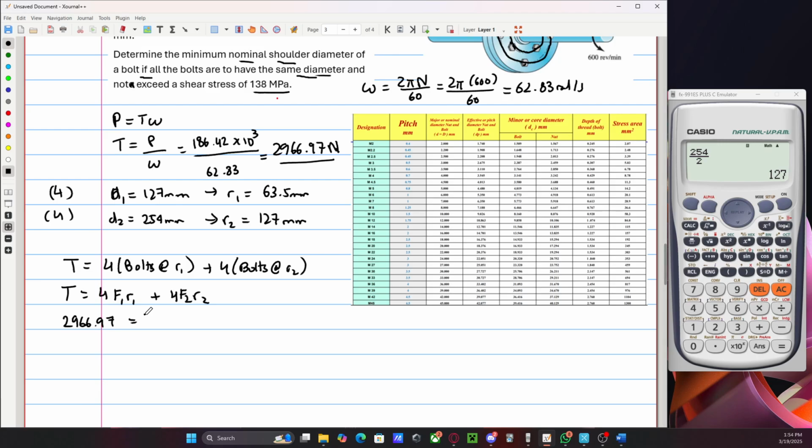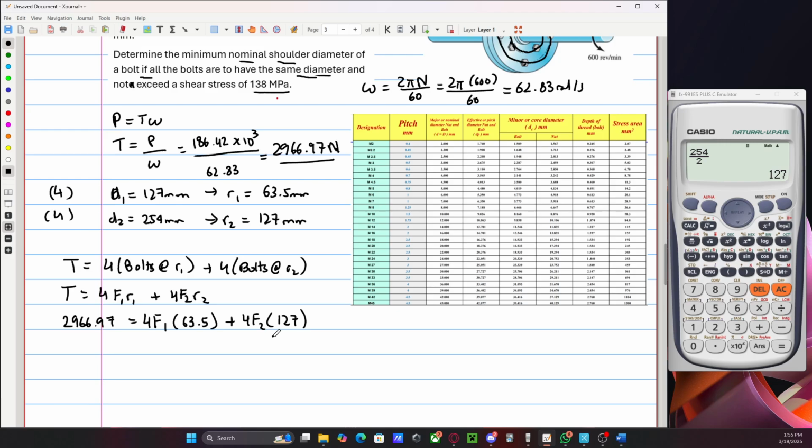equals 4F1 multiplied by R1, which is 63.5, plus 4F2, and this is 127.